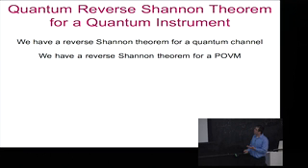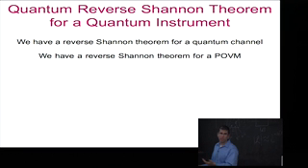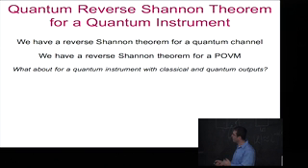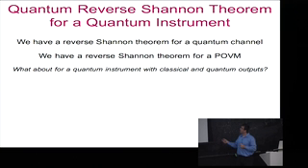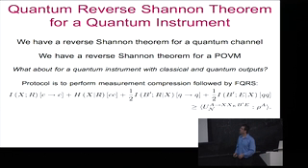These are some of the more down-to-earth applications of the reverse Shannon theorem. Anyway, we have a reverse Shannon theorem for a quantum channel. We also have one for a POVM. That's what measurement compression is, right? So a natural question is, what about a reverse Shannon theorem for a quantum instrument? A quantum instrument has a classical output and a quantum output, and you would think that you could use classical resources to simulate the classical output of the instrument, and quantum resources to simulate the quantum output of the instrument. If you use this hybrid structure, it's cheaper than just using quantum communication and entanglement, because classical communication is cheaper than quantum communication.